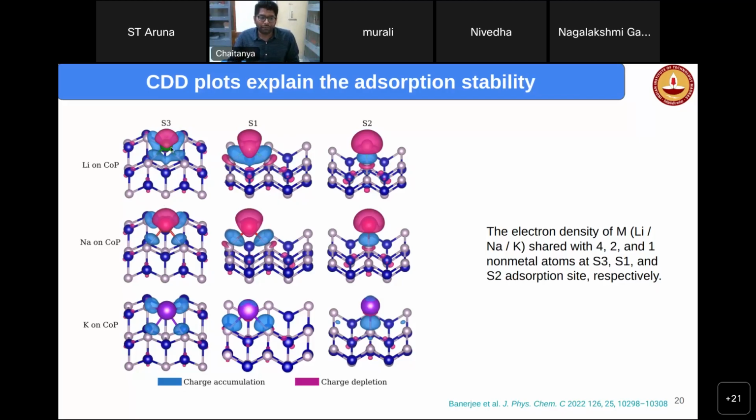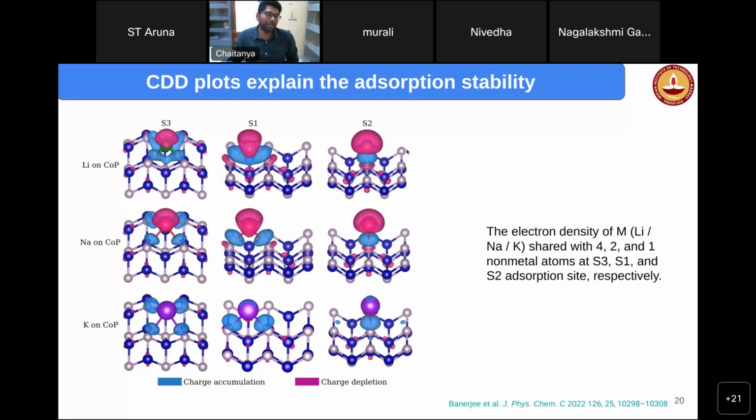So you can clearly see, for all three cases, this is the charge accumulation. That means between the metal atom and the non-metal site, there is an accumulation of charge at the S3 site, whereas the charge depletion is happening from the metal. That means there is a transfer of electrons from the metal site to in between the metal and the non-metal sites. That means there is a strong bonding forming between these two. And at the S3 site, as you can clearly see, four such strong bonds are formed, whereas at S1 there are only 2, and at S2 there is only 1 bond.